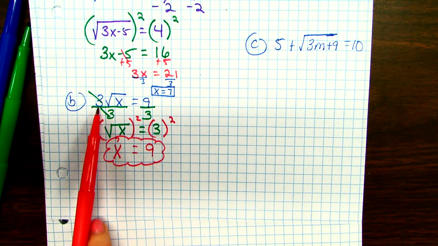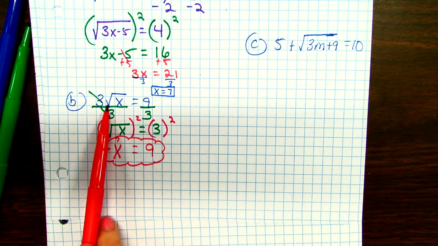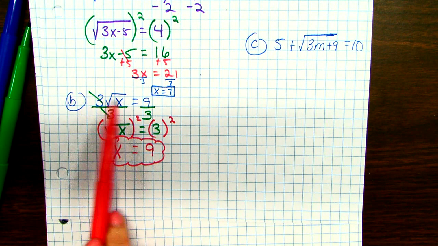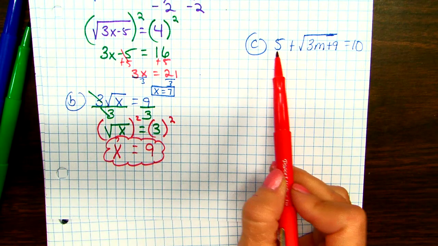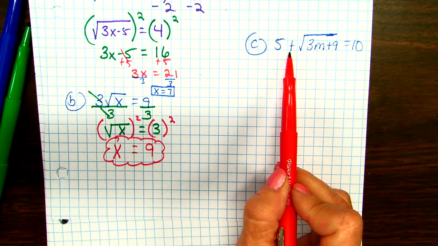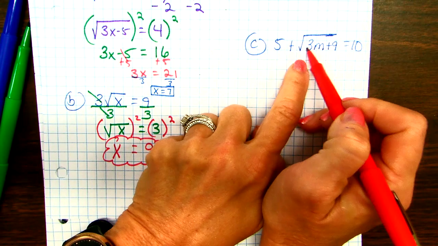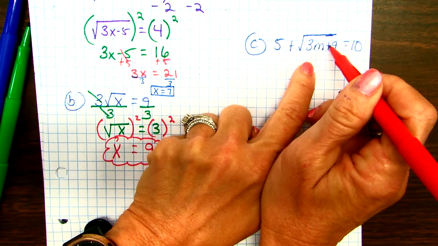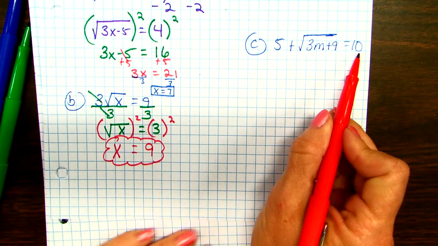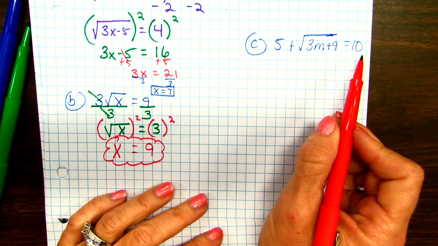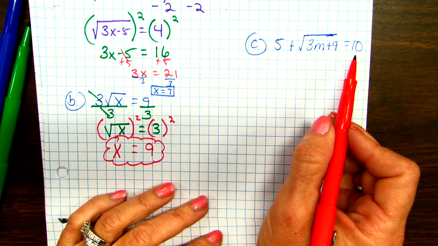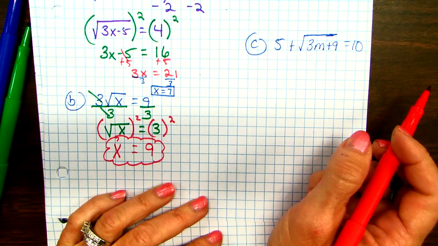Notice that in B, the 3 is right up against the radical, meaning multiplication. Opposite of that was division. But this guy is separated by a plus sign. So this does not mean that we're multiplying by 5. It's 5 plus this. I still have to figure out how to move 5 to the other side. Anyone want to take an educated guess? How do we move 5 to the other side?